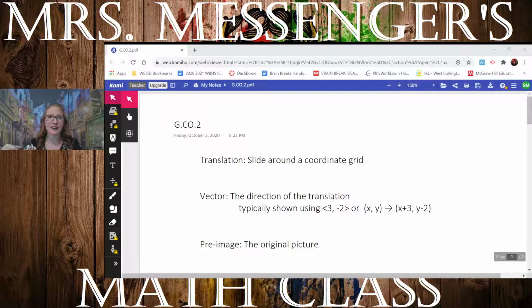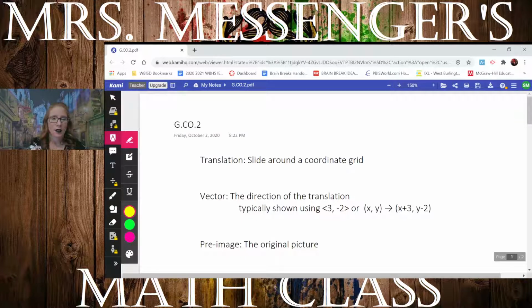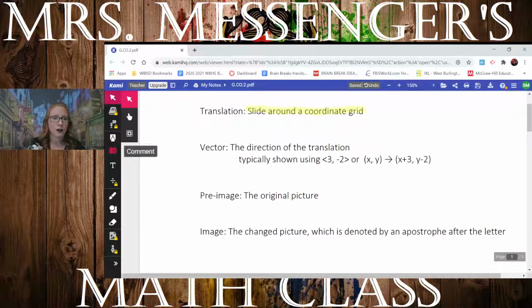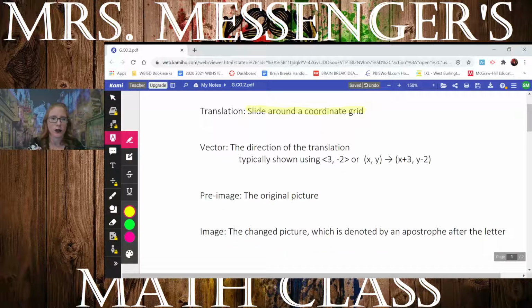Hi guys, so today we're going to go ahead and start talking about a new standard, G.CO.2 Part 1, translations. So a translation is simply a slide around a coordinate grid. So if I have some object, some shape, and I have a coordinate grid, if I move it around, that's considered a translation. In order to do the translation, we use a vector.